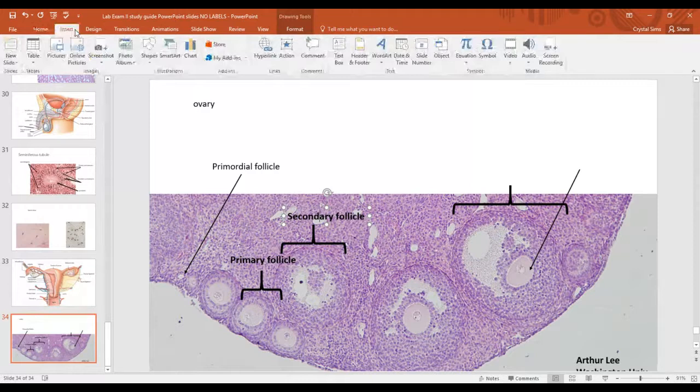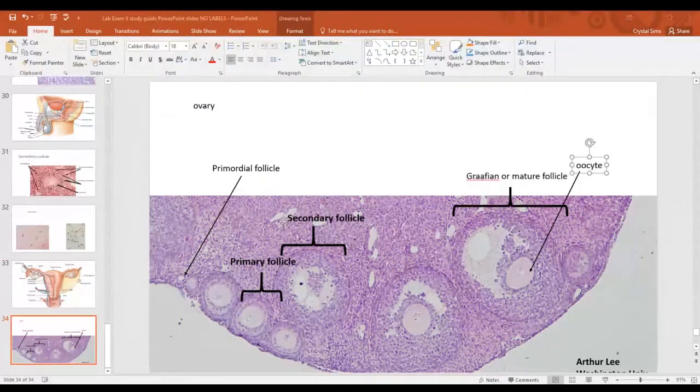And after secondary comes what? This huge one over here. You're right. What is that huge one there? Yes, the Graafian or mature. If you put mature, that works for me too. So Graafian or mature follicle. Okay, so the Graafian or mature follicle.